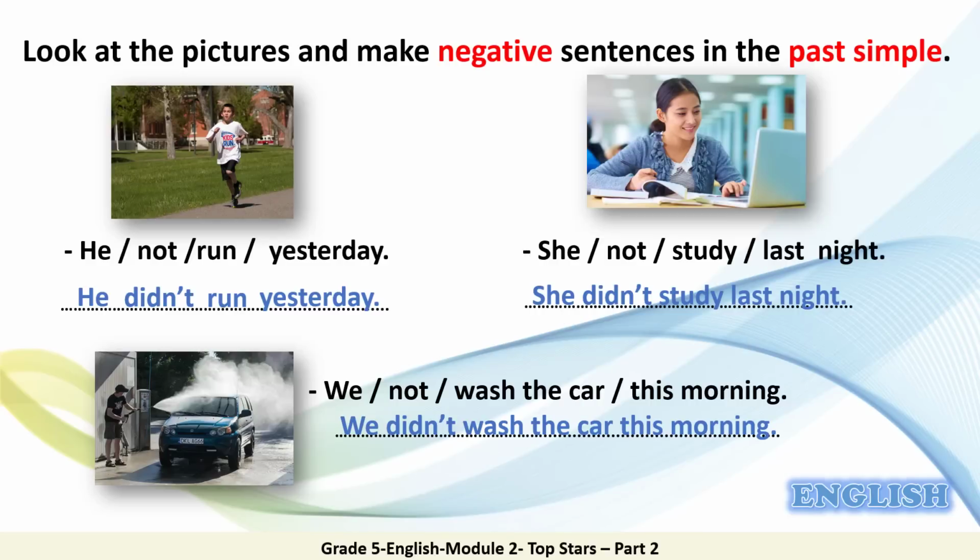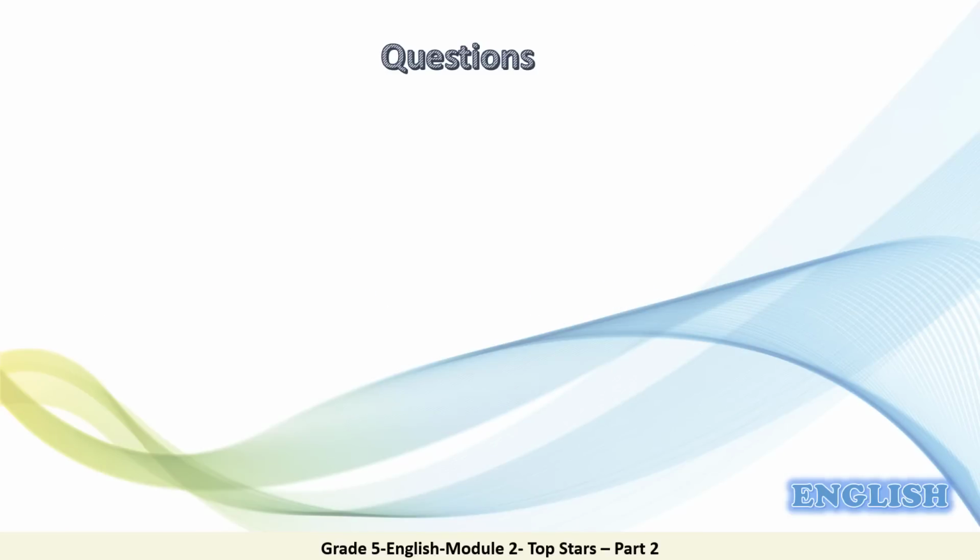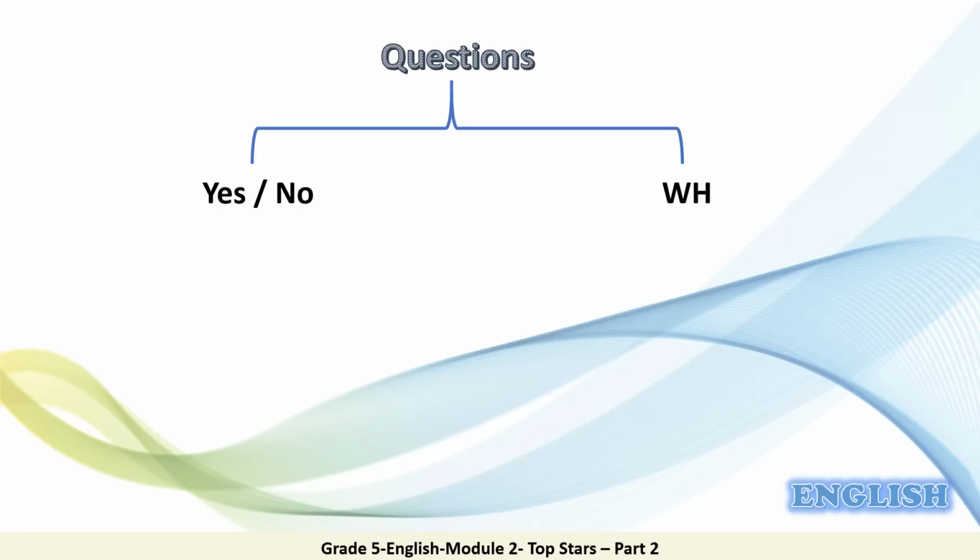Easy and clear, right? Time to move on to the questions. How to make questions in the past simple. You know, my friends, we have two kinds of questions. Yes or no questions and WH questions. These are the ones that start with a question word like what, where, who, why, etc.